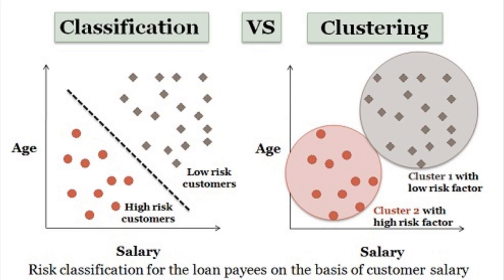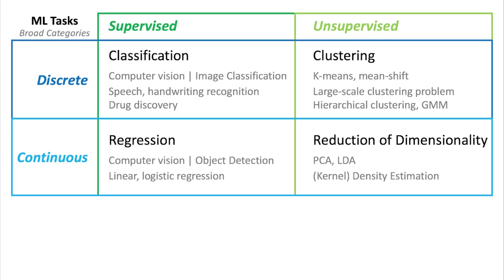In classification, you would classify customers as low risk and high risk based on their earlier profile. This is similar to finding out if somebody is going to default or not. In clustering, the algorithm automatically gives you cluster 1 with a low risk factor and cluster 2 with a high risk factor. Maybe it can give a cluster with a medium risk factor if we have something like that. So this is risk classification for loan payments based on customer salary. We did this all the time, but let's see it with some more examples.